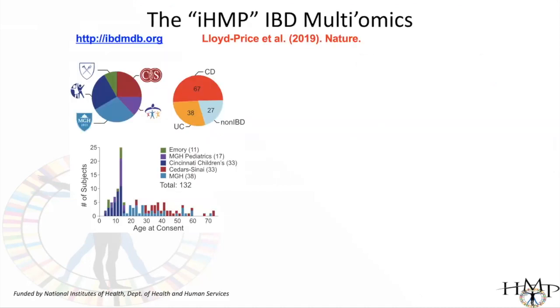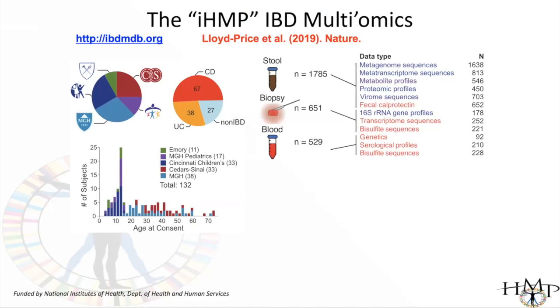To go into a little more detail, these are some summary statistics on how many samples are available. There are stool, biopsy, blood, and different data types available. Obviously, this study was optimized for metagenomics, so there are more metagenomic sequences compared to other data types. I think metabolites come second or third, and there is a metatranscriptomic layer. There are also a bunch of host-side measurements.